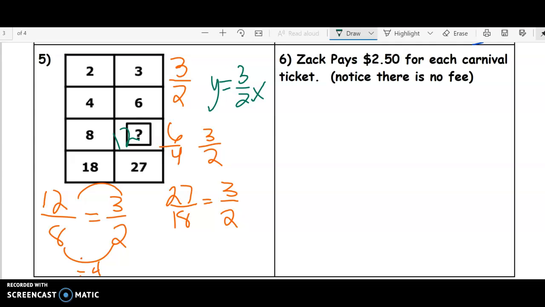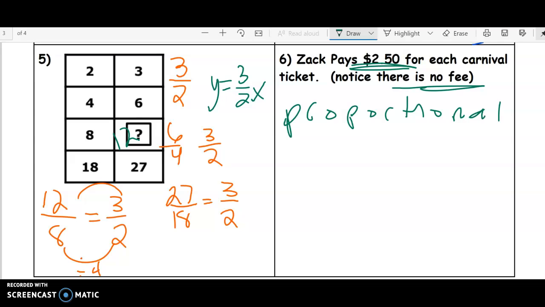Okay, we're looking at this and deciding whether this is proportional. So Zach pays $2.50 for each carnival ticket. If there is no fee, then it is proportional. And you're going to do y equals 2.50x. That 0 is only there because we're dealing with money, and that's another indication I'm dealing with money.